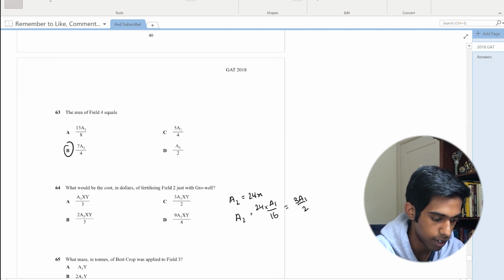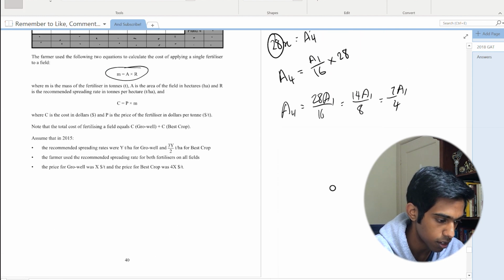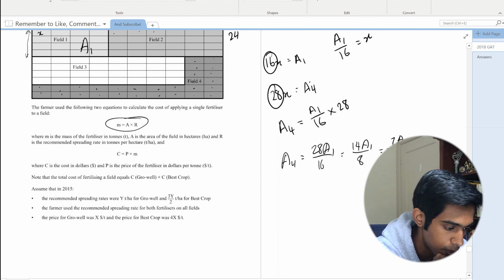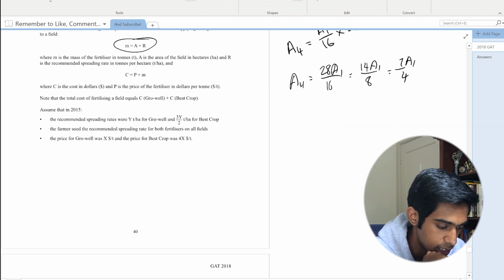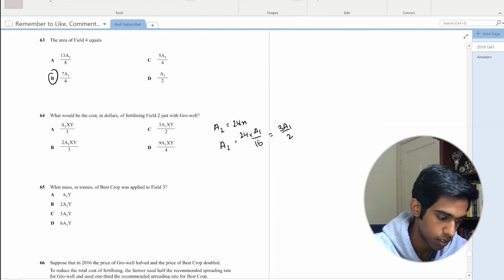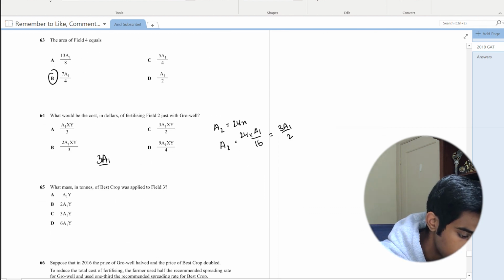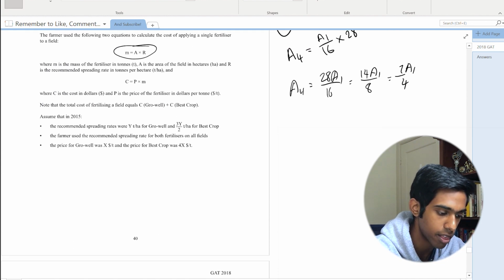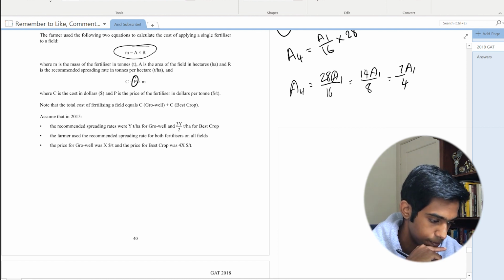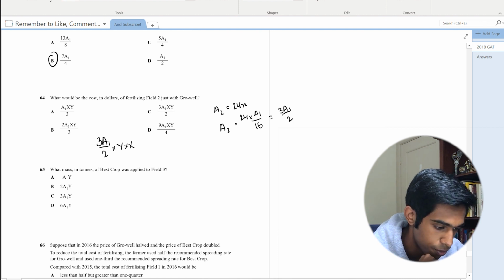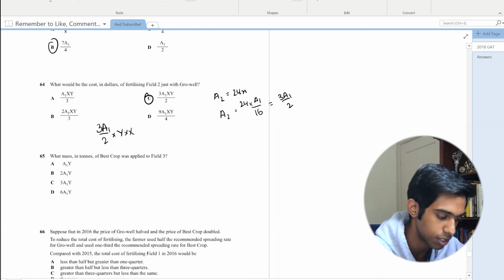So now we just have to find the cost of fertilizing field 2. The price is x, the mass is the mass of fertilizer, so the spreading rate is that multiplied by y. So we've got 3A1 on 2 times y so far. And then we also have to multiply this by the price, which is x. And that gives us 3A1xy on 2, which is C.